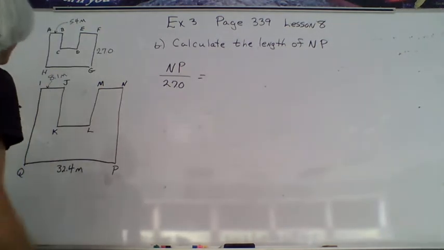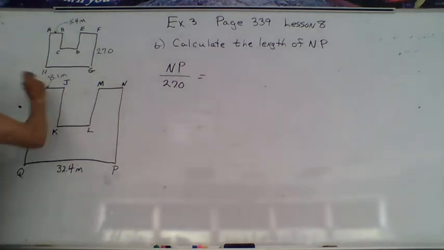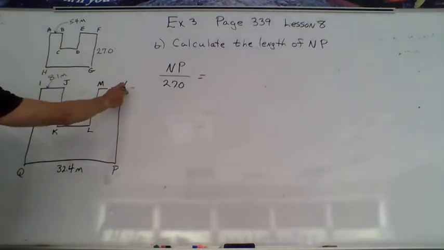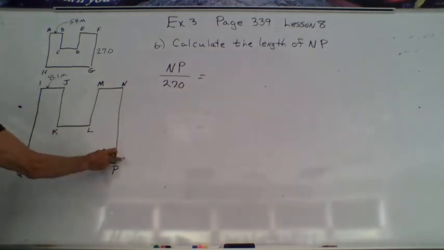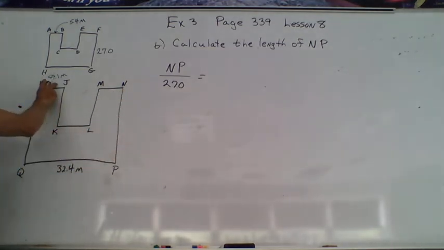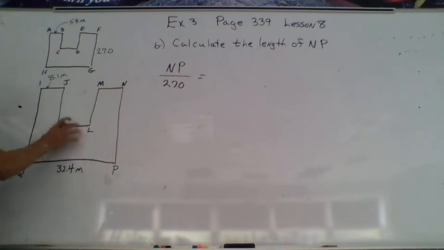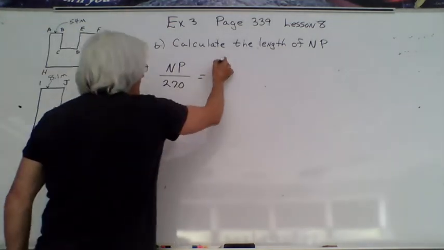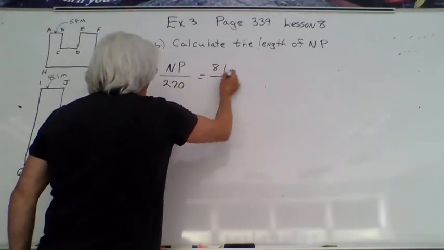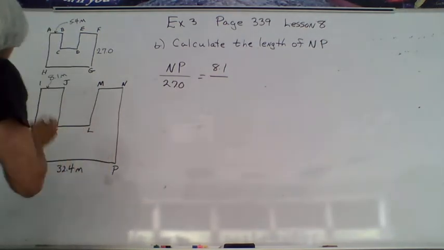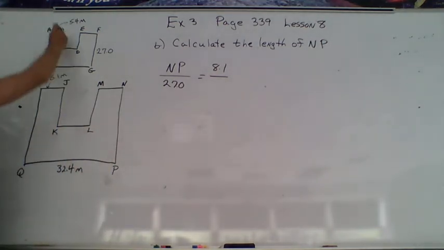Again, I've got these two sides that they gave me. Now remember, my NP's on the top. That means that 8.1 has got to be on top too, the one that goes with this drawing. So 8.1 goes up here, and its corresponding side on the other drawing is the 5.4.